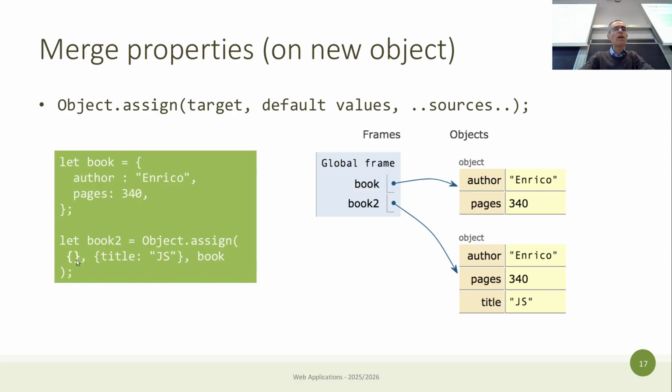Okay, so you see here three examples. That's the empty object. We add a property title, JavaScript, and all the other properties. That's probably the most common pattern. We want a copy of the object, but in addition we want to add the property, instead of doing it afterward with book2.title equal to JS.